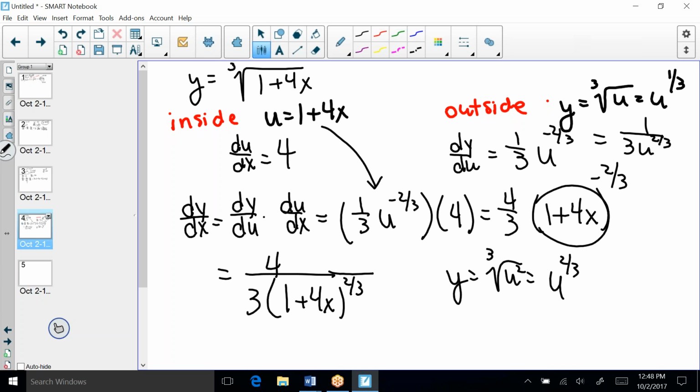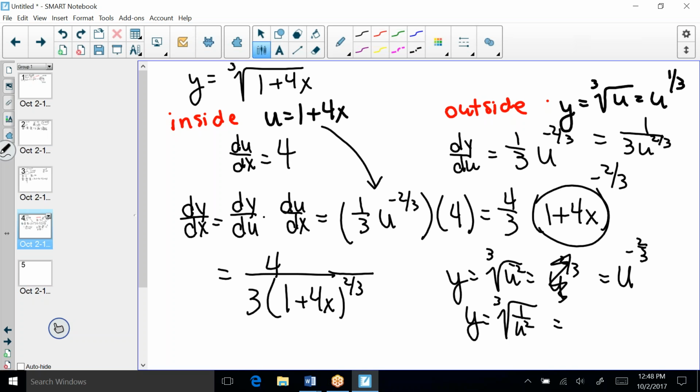What about negative? It was -2. If it was a negative there, y would be the cube root of 1/u squared. And then, well, then it would be the same thing, I guess. If we write negative 2/3, be the cube root, yeah, then it would be u to the negative 2/3 power.